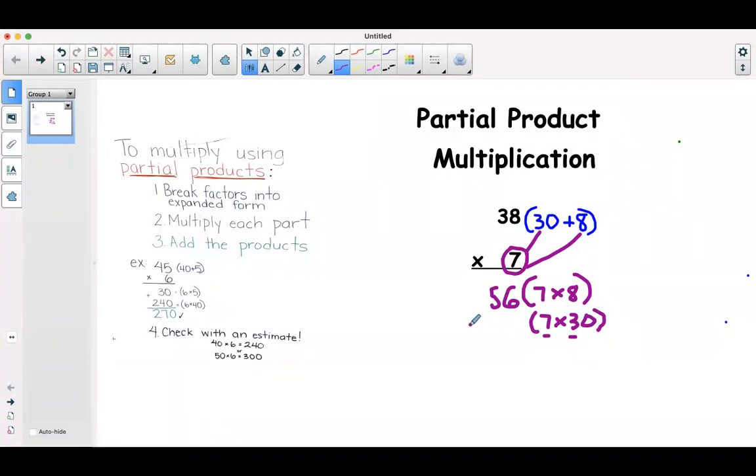So again, I'm going to be careful to line up my places. The 2 goes in the hundreds place. The 1 goes in the tens place. So 7 times 3 is 21. And then I put on the 0 to make it 210.